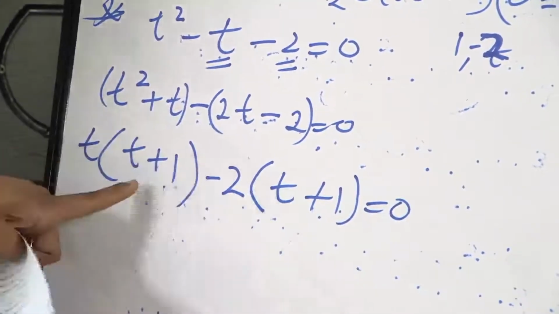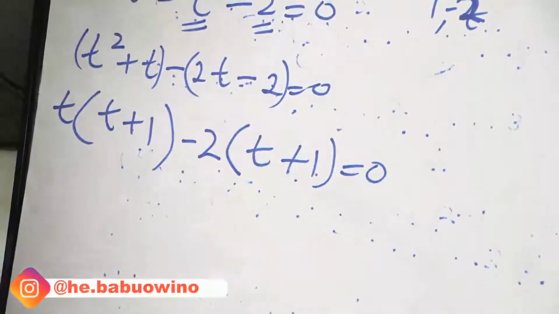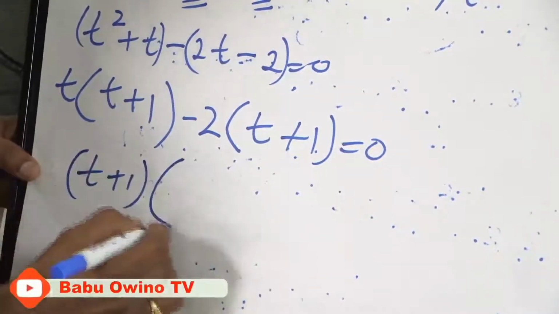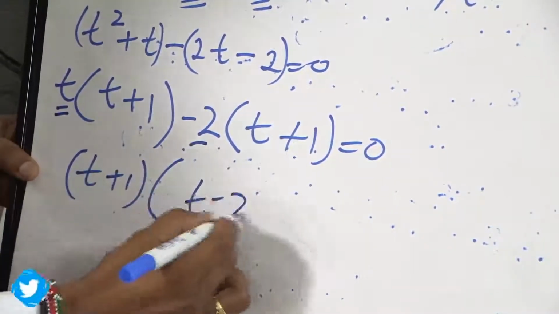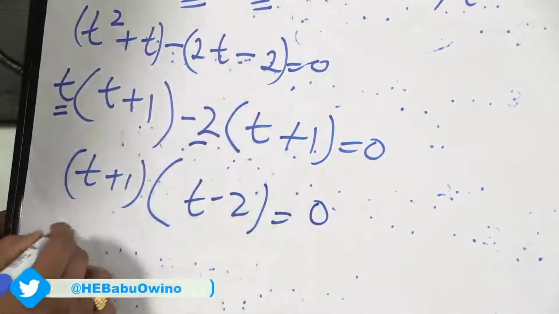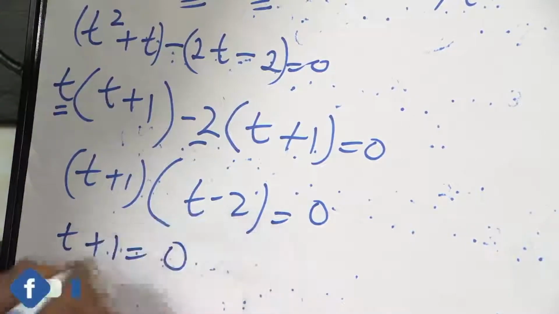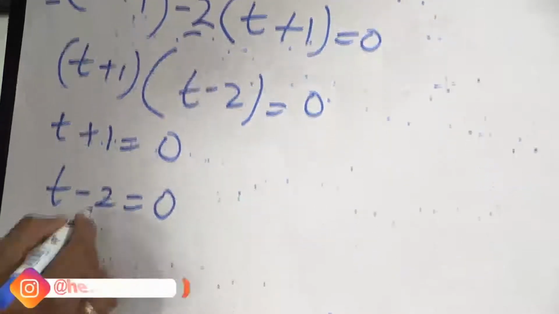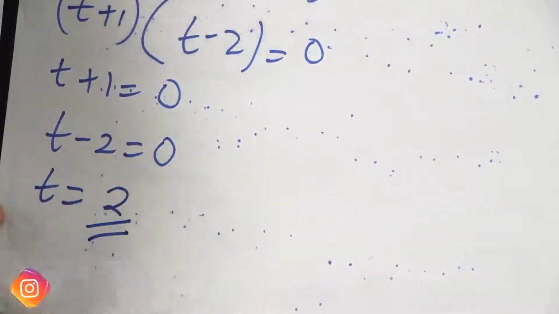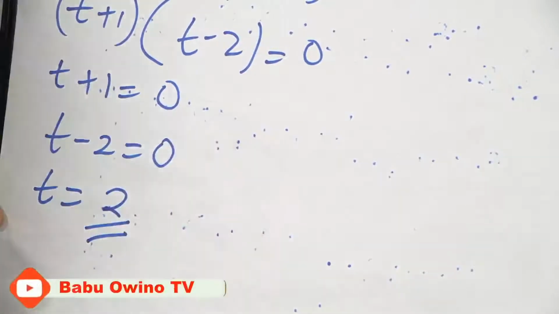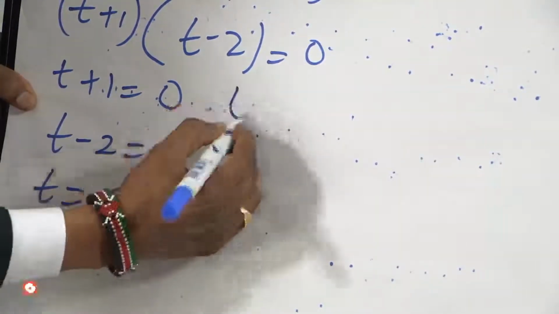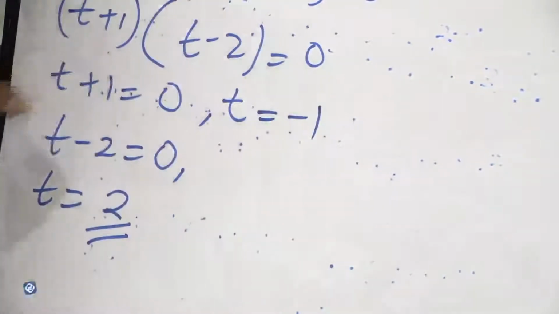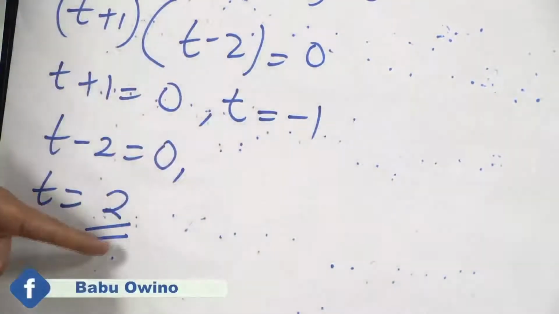Because in our bracket, you can see clearly we have a common factor of t plus 1. So we collect the common factor t plus 1, and then you pick t minus 2, and you equate to 0. So t plus 1 equals 0, and t minus 2 equals 0. Therefore, t equals 2, because when -2 crosses to the other side, it becomes +2. And when +1 crosses to the other side, it becomes -1. So we have t equal to -1 and t equal to 2.